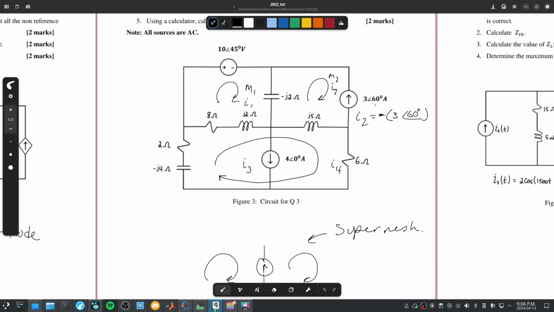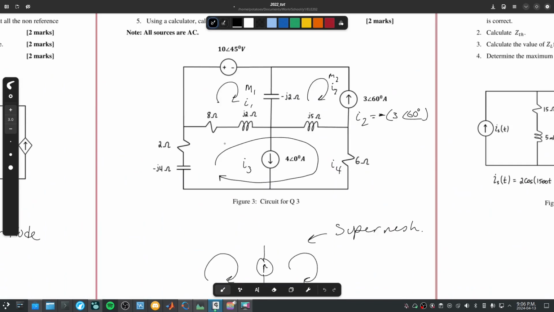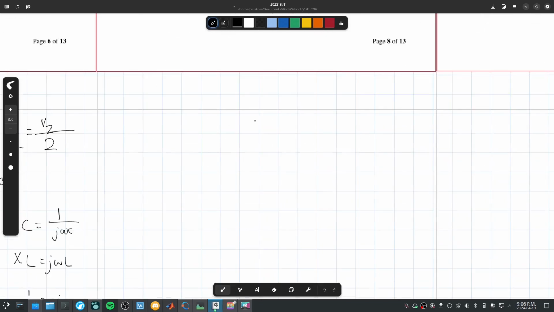So, we know I2 already. So, we really only need to solve the super mesh and mesh 1. Very nice. So, let's start with mesh 1.